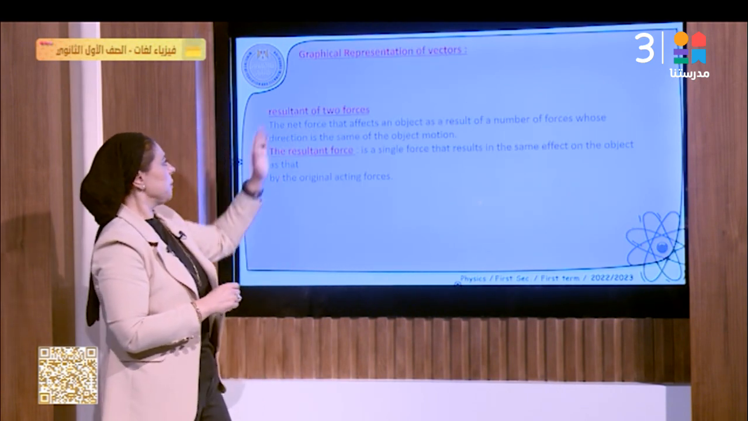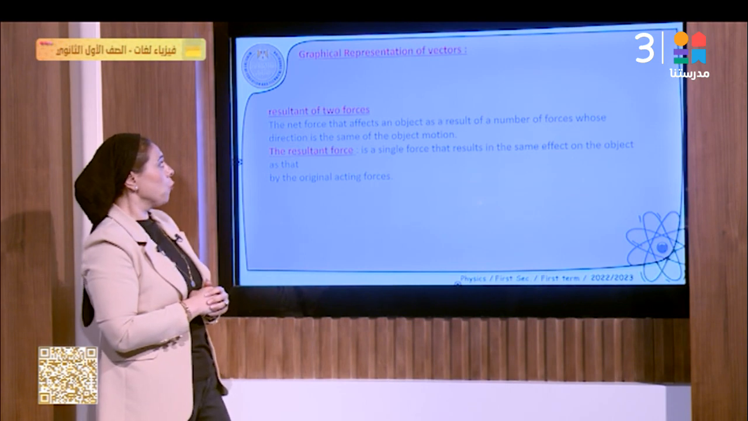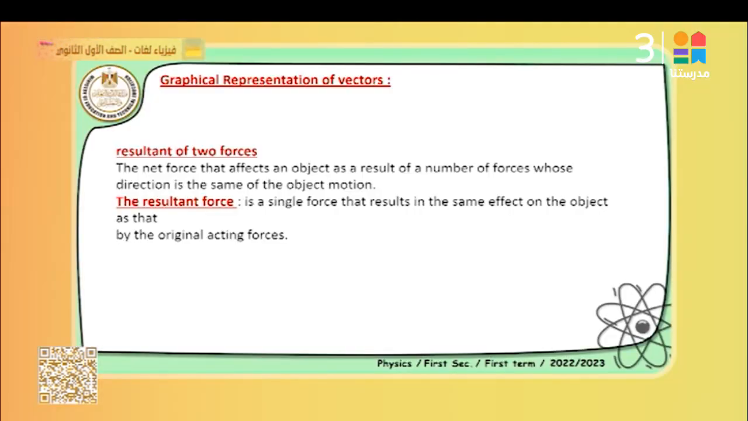Which means a resultant of two forces or resultant of two vectors. We consider force a vector. That is what we will take now as our example of a vector, the force. So the resultant force or resultant vector, what is it as a definition? This is the net force that affects an object as a result of a number of forces whose direction is the same as the object motion. This is what we said before.